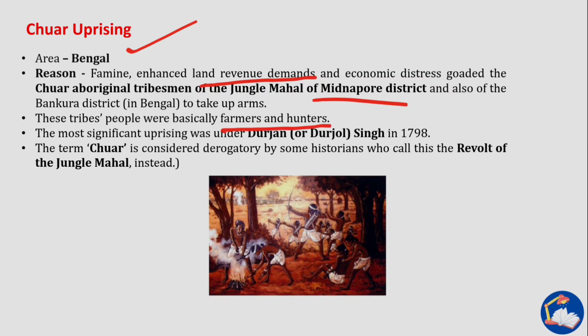The most significant uprising was under Durjan or Durjol Singh in 1798. The term Chuar is considered derogatory by some historians who call them the people.